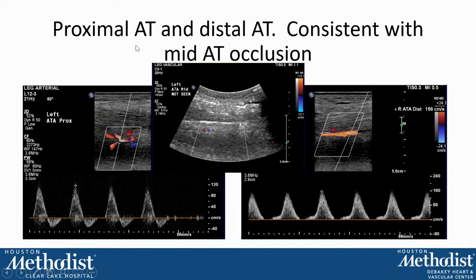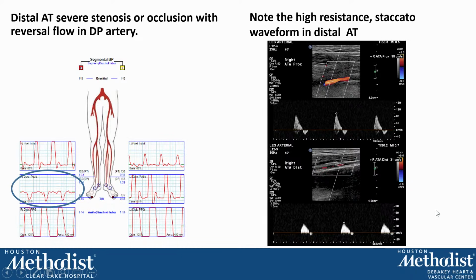Again, there's the proximal AT and the distal AT. What do we know? Well, here's a picture. Mid-AT is occluded. So between the proximal AT, normal, almost normal waveforms, to the distal AT, you see reconstitution. And these are low resistance waveforms that we're able to see.